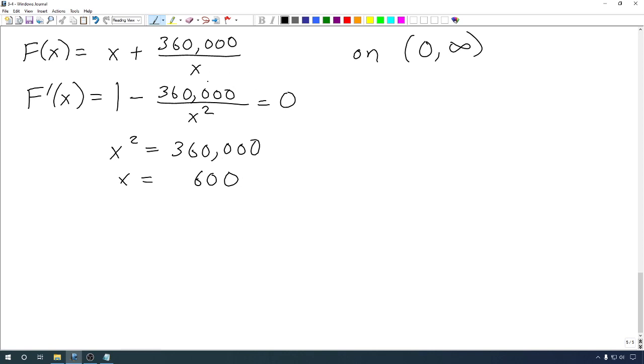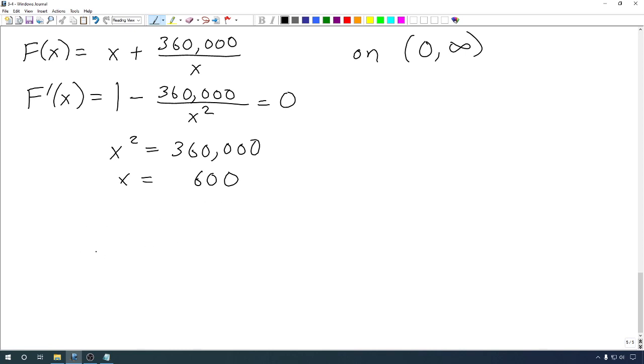We also have another critical point technically. Well, I shouldn't say it is a critical point, but it's another. When we're trying to find critical points, we also have to wonder where the derivative doesn't exist. It definitely doesn't exist at 0, but 0 is not in the domain anyways. In fact, it's not in the domain of this function even if we weren't considering the feasible domain. So we only have one critical point at 600.